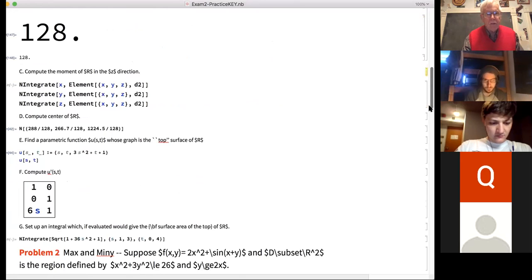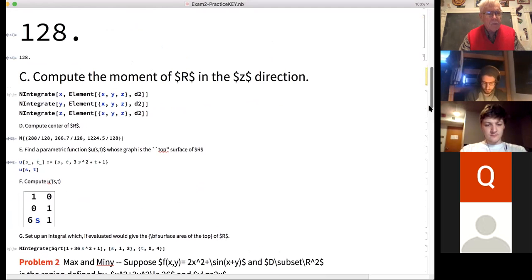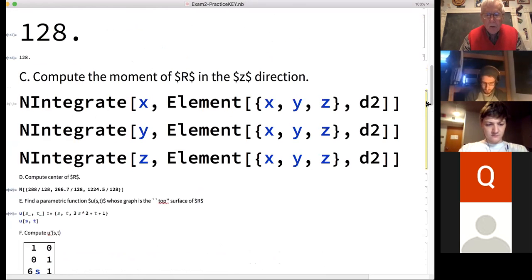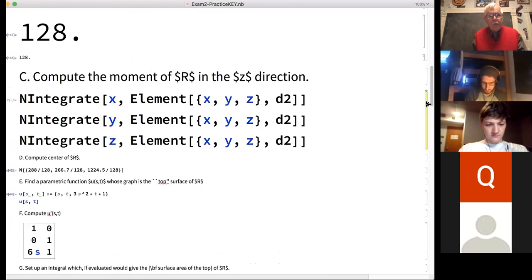Again, I'm rolling along, but interrupt me whenever you've got questions. Compute the moment of r in the z direction. Now, I think these moments, I set up these moments using sort of that third method, integrating over the entire region.